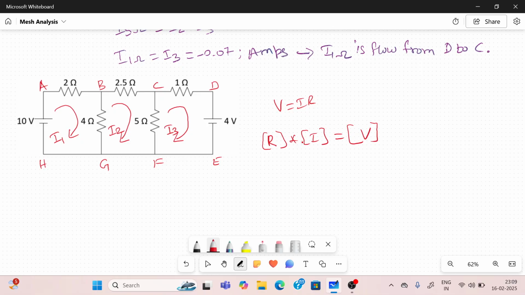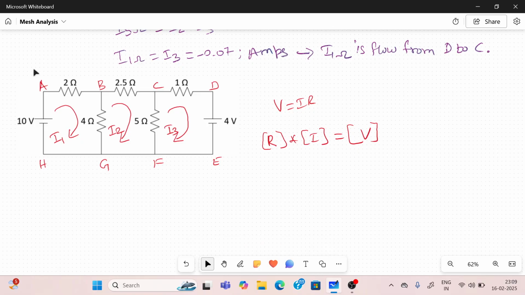The condition for applying this matrix method is that all the independent sources available in your circuit should be voltage sources. Only when all sources are voltage sources can you apply the matrix method directly. Okay, so note this down, right?